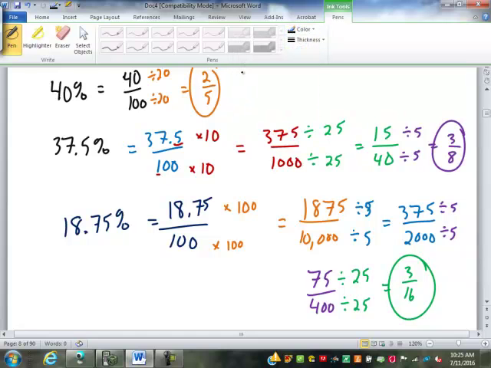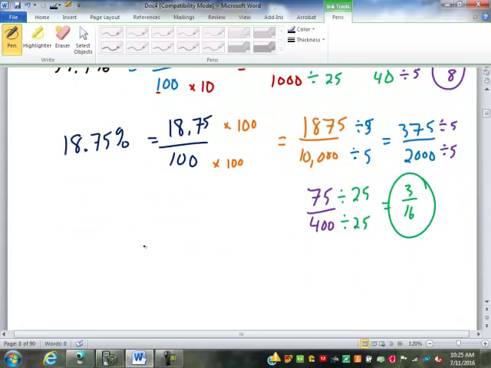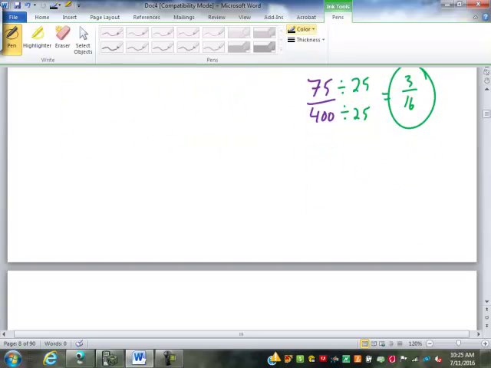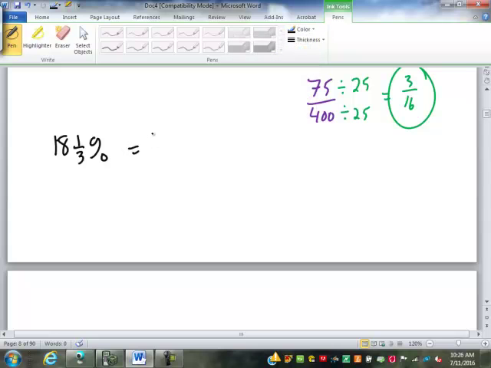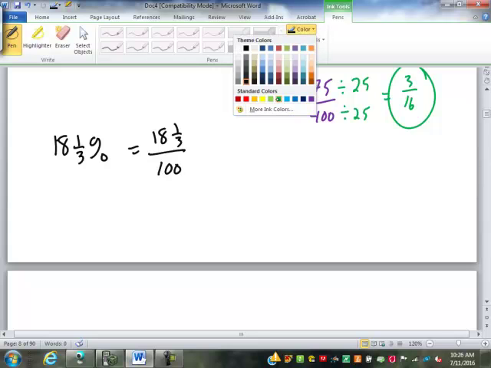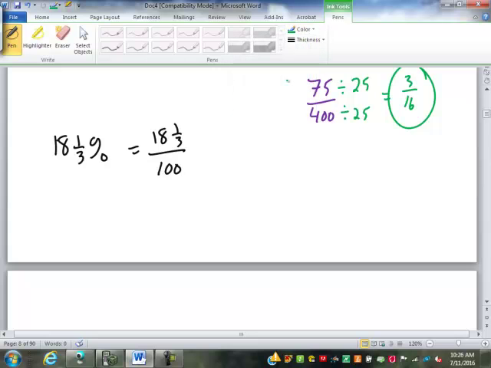How many of you got 3/16? Did you have 15/80ths? Well, we can also run into something like this. 18 1/3%. Well, 18 1/3% still means 18 1/3 out of 100. But just like we don't like having decimals within our fractions, we don't like having fractions within our fractions.